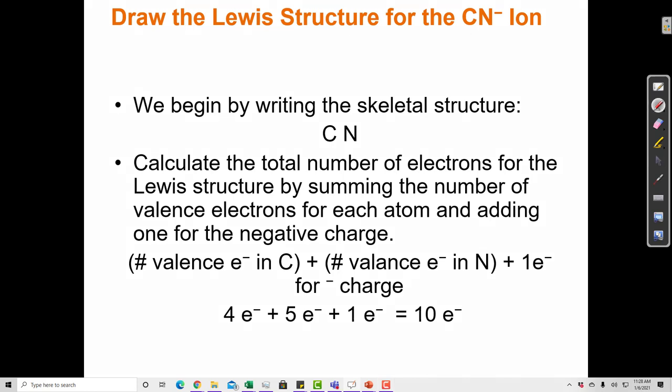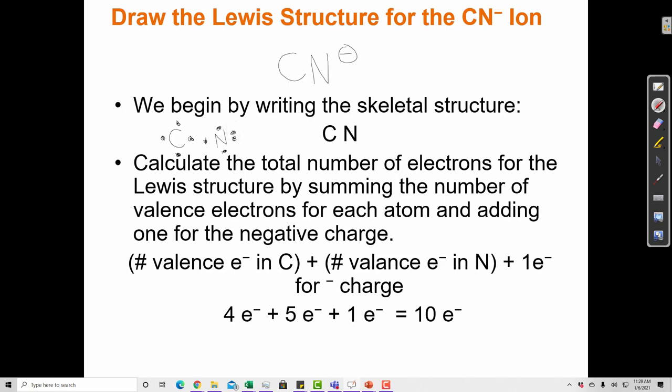So the question might ask, draw a Lewis structure for CN minus. So we start by drawing the Lewis structure, ignore the minus at the beginning. So how do we do that? Remember, our rule is draw the Lewis structure of each atom. So C has four valence electrons. And we draw nitrogen, which has 1, 2, 3, 4, 5 valence electrons.